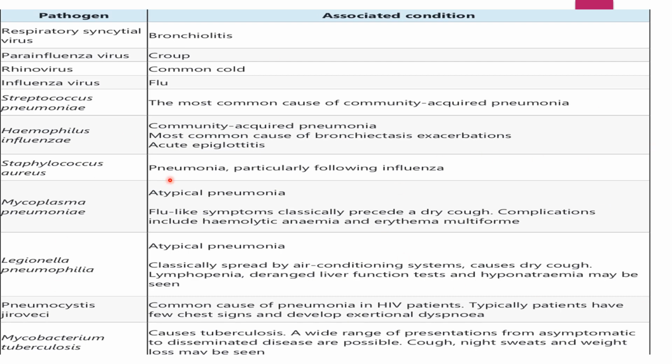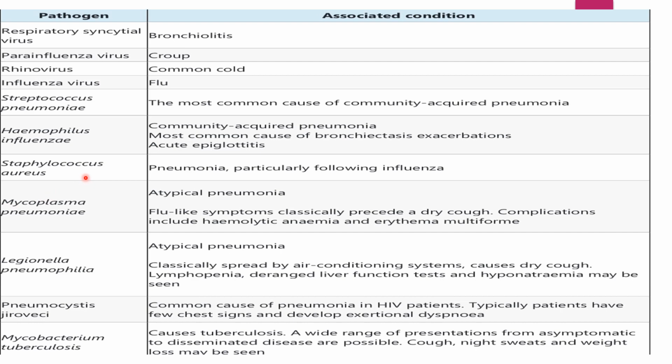So this is one of the tables where it is very easy to see. Respiratory syncytial virus causes bronchiolitis, parainfluenza causes croup, rhinovirus causes common cold, influenza causes flu-like symptoms, Streptococcus pneumoniae is the most common cause of common pneumonia. All these I have discussed. Just a brief review. Haemophilus influenzae can be a cause of common pneumonia, and most common cause of bronchiectasis exacerbation. This is very important. Bronchiectasis exacerbation. They have asked this question previously, and it also causes acute epiglottitis.